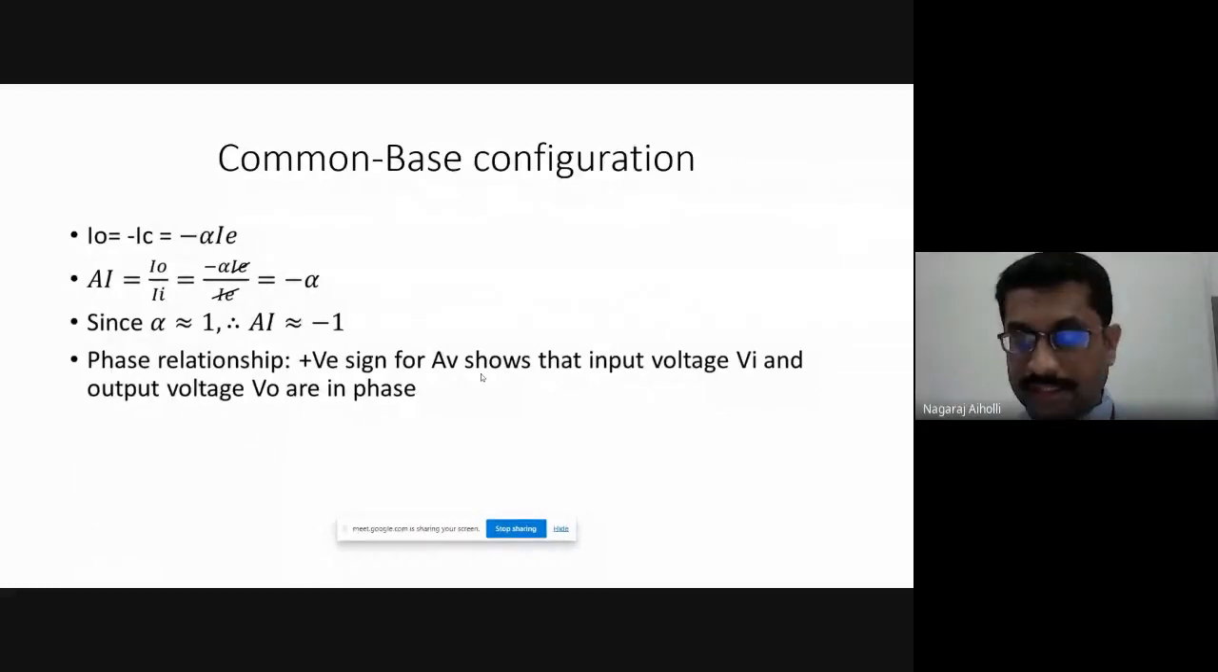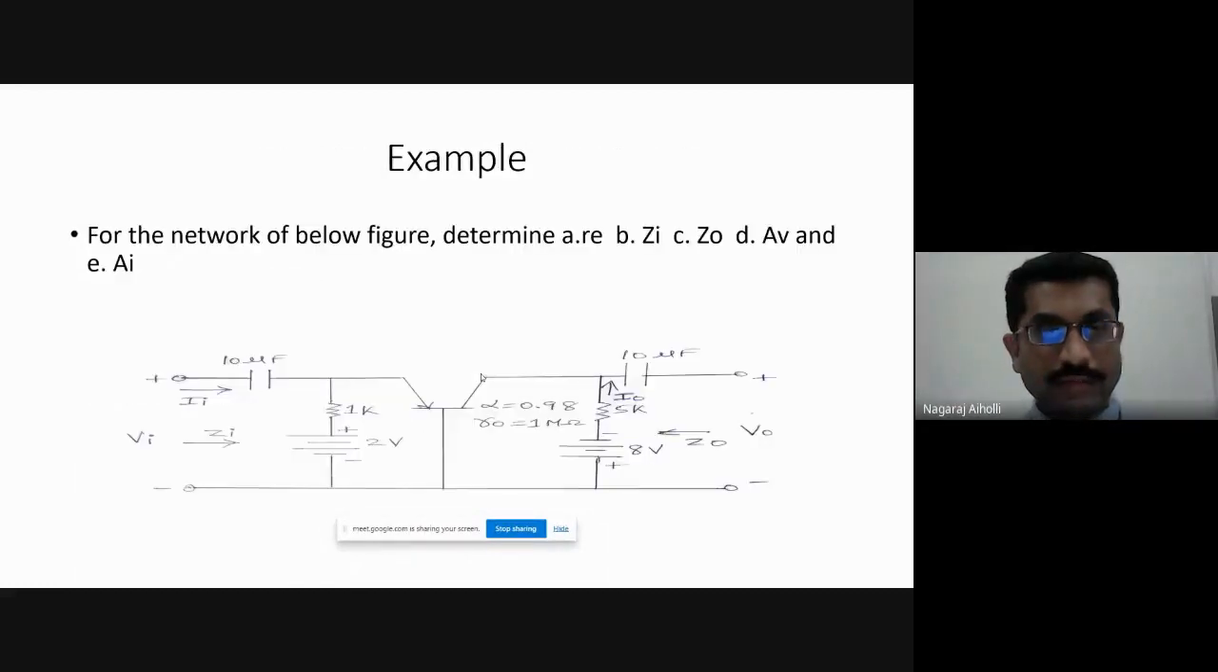Let us quickly take one example here. It's a small example. Note down this circuit. For the network of the below figure, determine the AC resistance small re, input impedance Zi, output impedance Z0, voltage gain AV and current gain AI. Note down the circuit quickly.